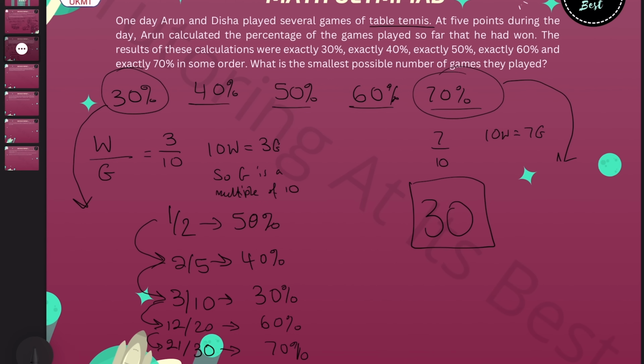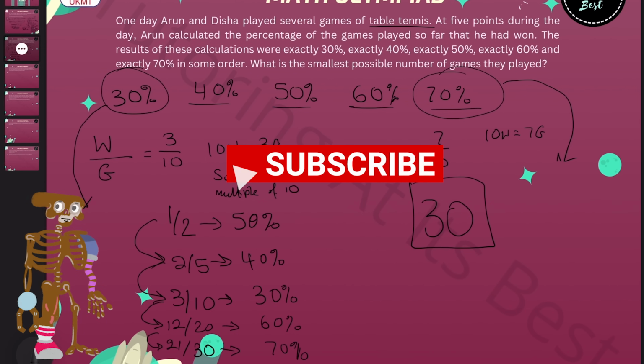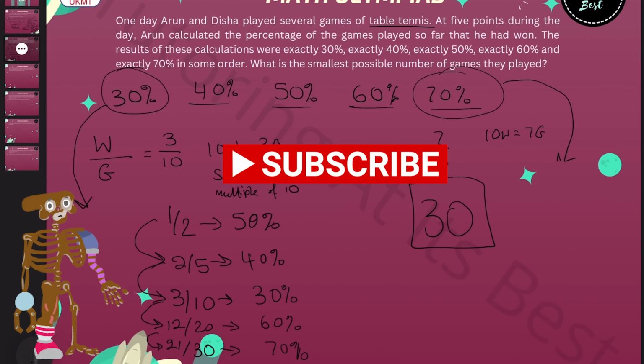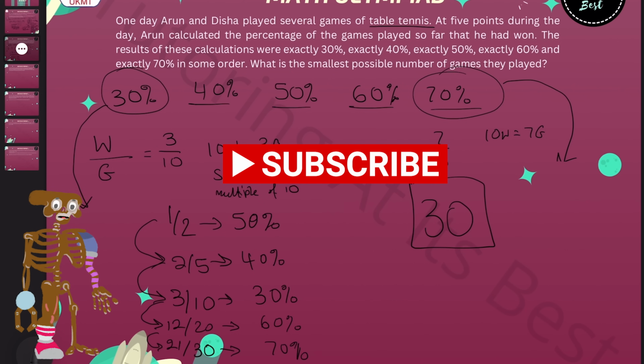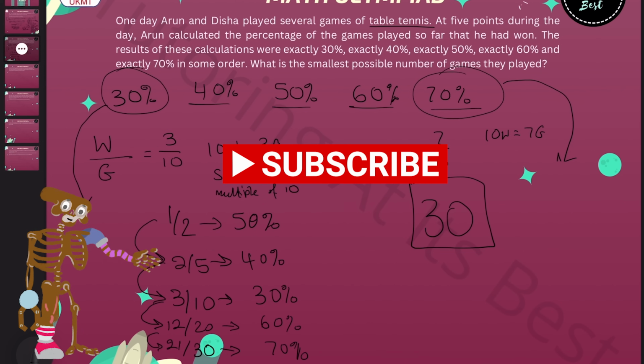Marvelous work. And there we are. You've tackled a challenging test paper question with skill and determination. And we're incredibly proud of your mathematical prowess. So keep nurturing your love for mathematics, and remember, every problem is an opportunity to grow and learn.